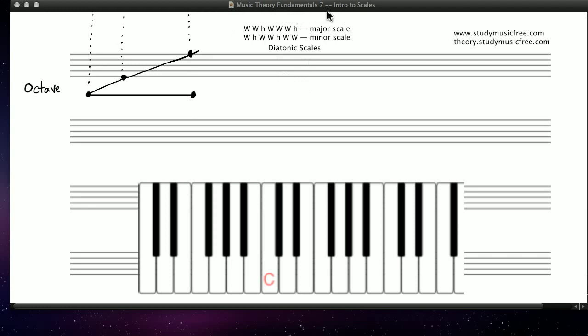This is going to be lesson 7, and I'm going to try to give you an introduction to scales that hopefully will not confuse you.